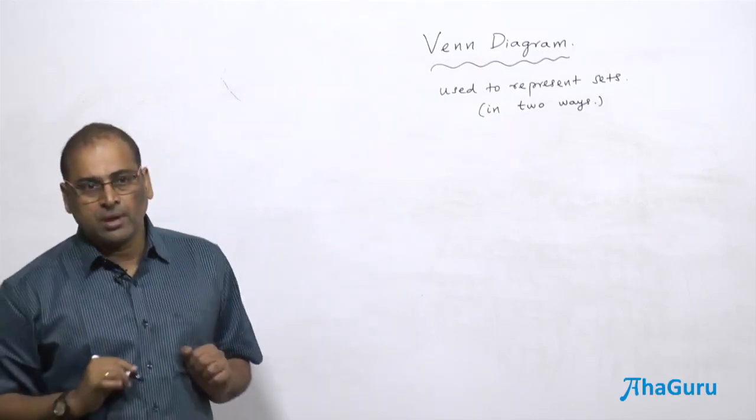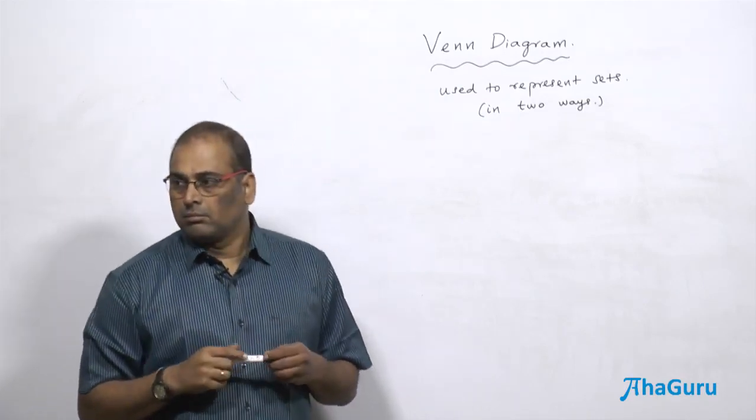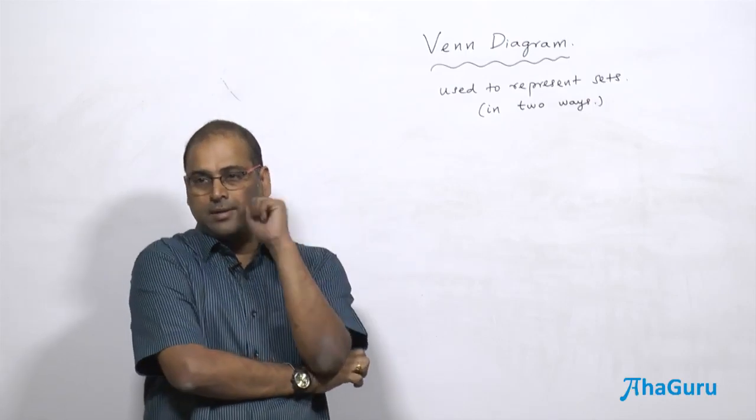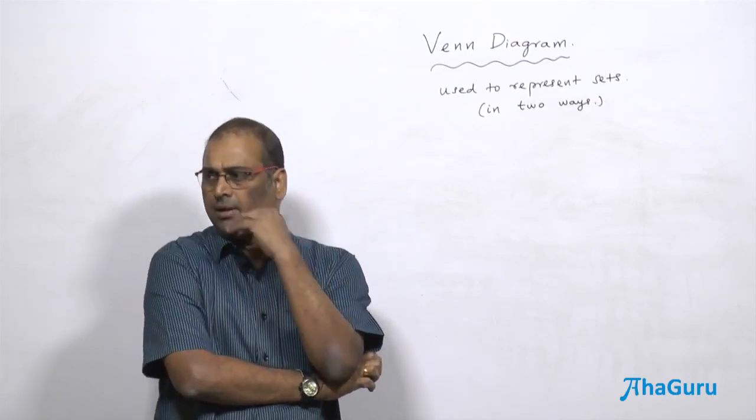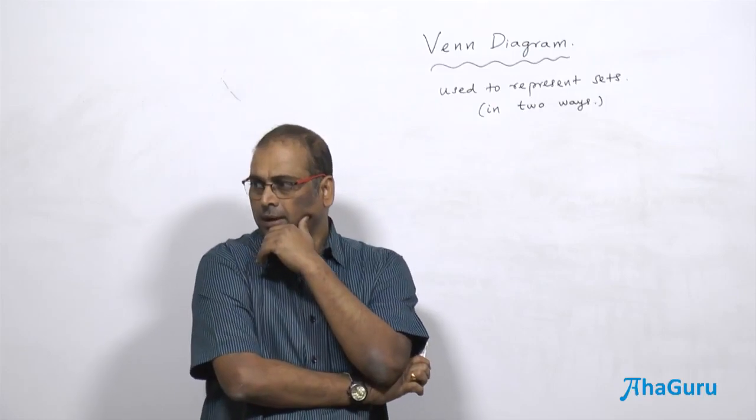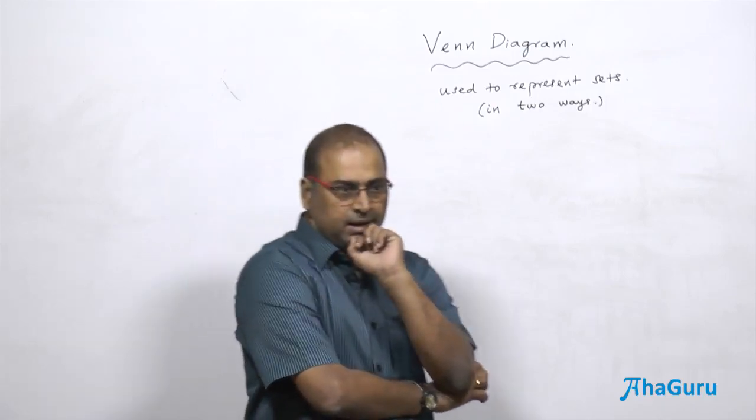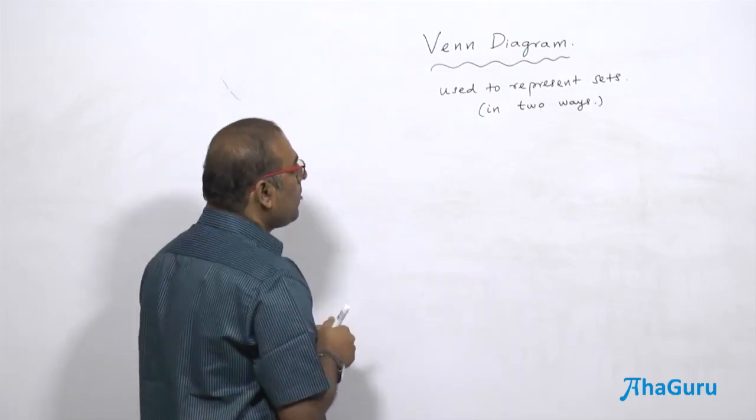There are two ways to represent a Venn diagram. This is not actually noticed. People will learn what a Venn diagram is. There are two ways we can represent a Venn diagram, right? We are representing the sets.